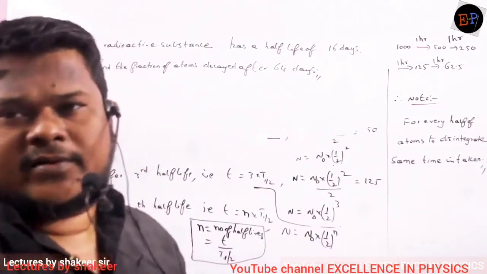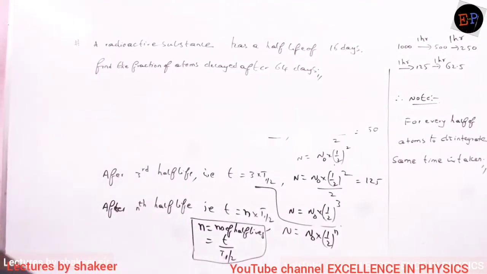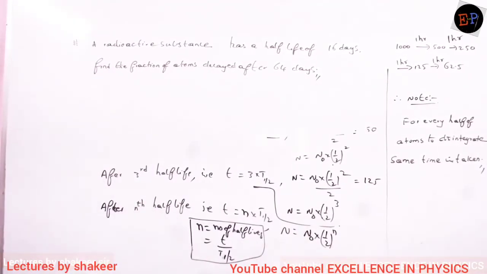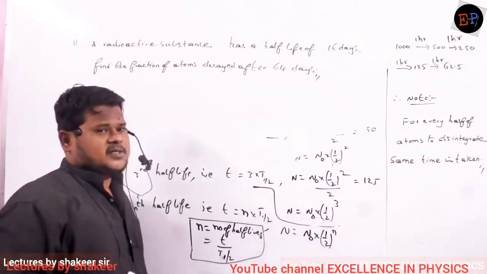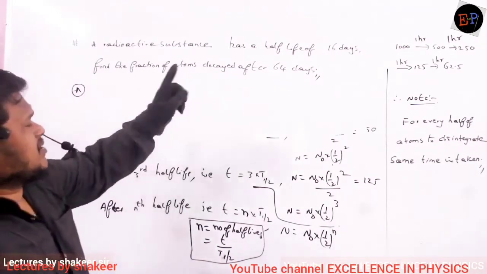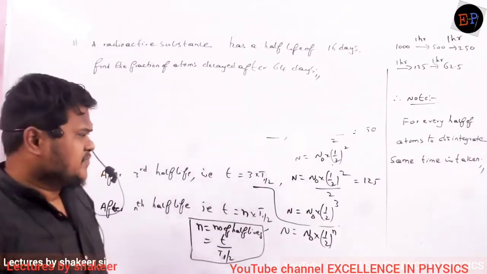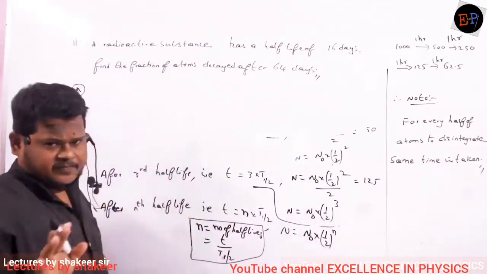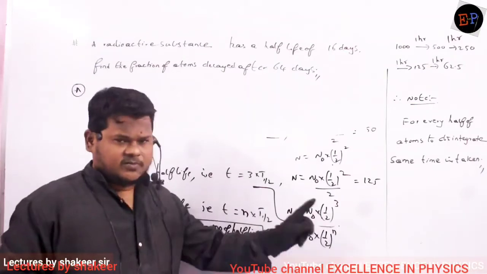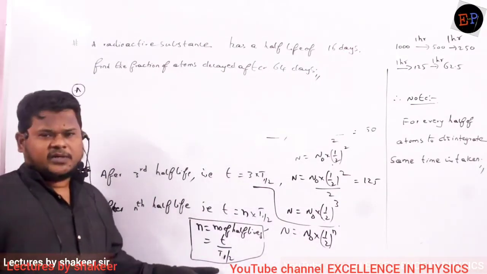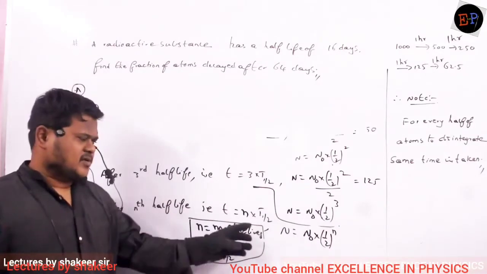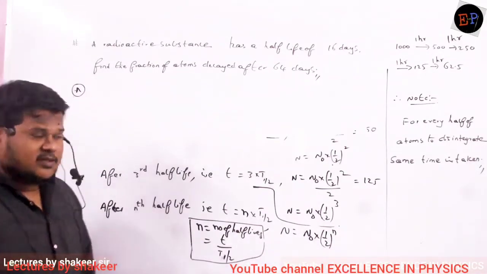Okay, come on, try to do this question. Okay, now see. So this is the given question: a radioactive substance has a half-life of 16 days, and find the fraction of atoms decayed after 64 days. So the formula we have already studied: N is equal to N0 into (1/2)^n. And what is meant by n? Total time divided by half-life. This also we know. First of all, without using this one, let us proceed in the general fashion.